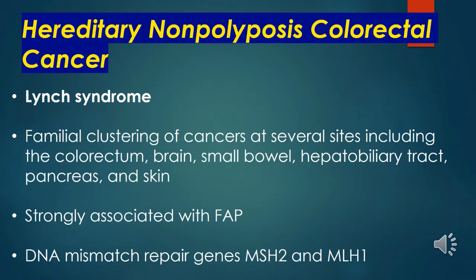HNPCC, hereditary non-polyposis colorectal cancer, is also known as Lynch syndrome. It was originally described as a family clustering of cancers at several sites, like the colorectum, endometrium, stomach, ovary, uterus, etc. Colon cancers in patients with HNPCC tend to occur at a younger age. This is the discriminating point, as sporadic colonic cancers usually occur at an elderly age. In cases of HNPCC, cancers usually occur at a younger age, and they are often located on the right colon.